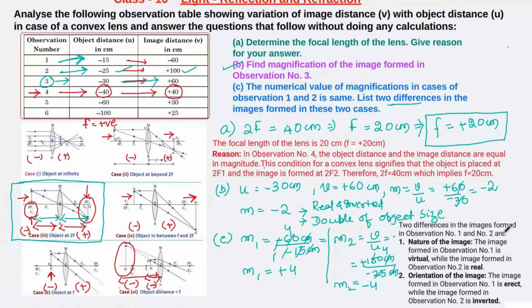Hence, we can write that the two differences in the images formed in observation number 1 and 2 are: nature of image. The image formed in observation number 1 is virtual, while the image formed in observation number 2 is real. Orientation of the image: the image formed in observation number 1 is erect, while the image formed in observation number 2 is inverted. So these are the two differences in the images of these two cases.